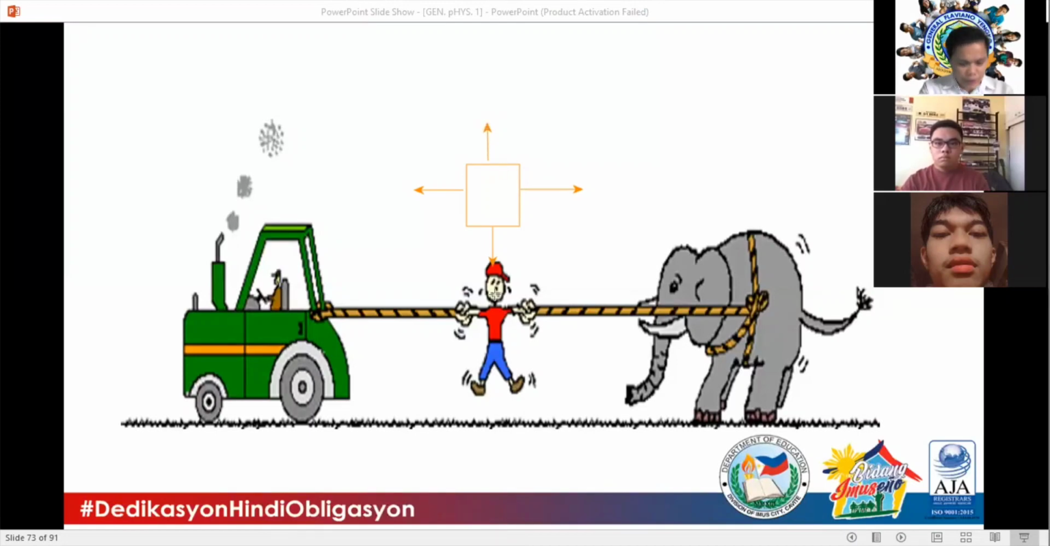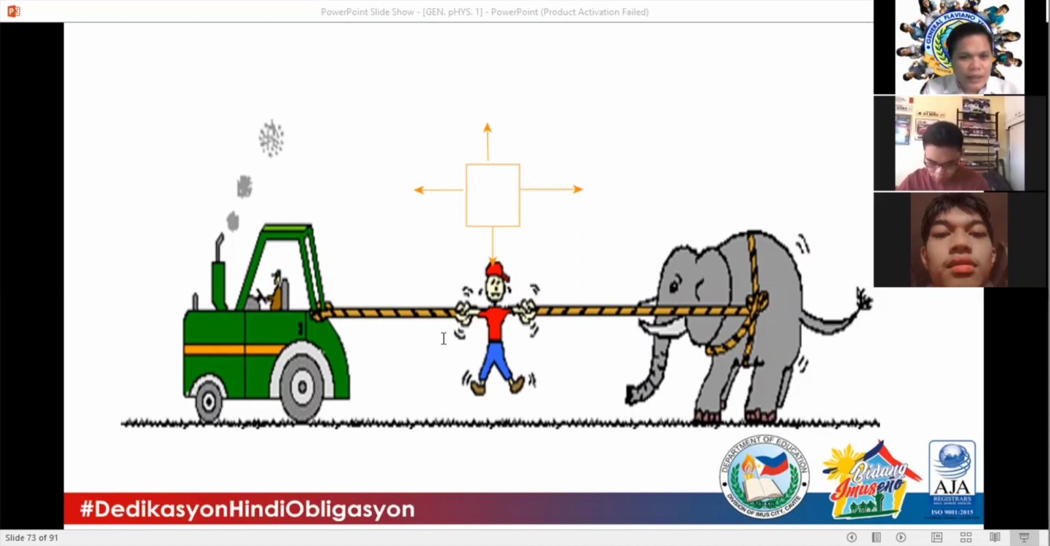Okay, for the person, ito po yung ating iginuguhit dito, yung tao. Ito yung kanyang free body diagram. So itong box will represent the man, okay? And the arrows will represent the forces acting on the man. So in this, the man has the following forces.